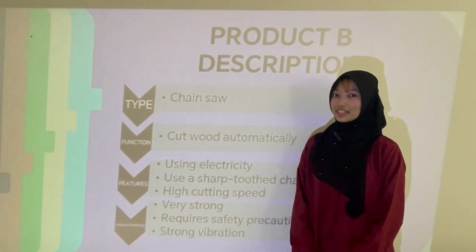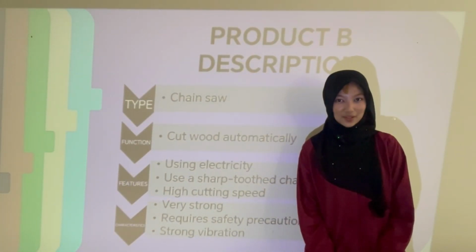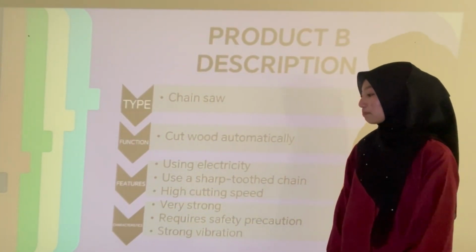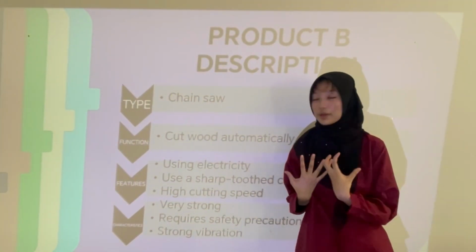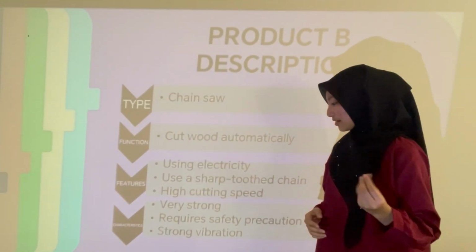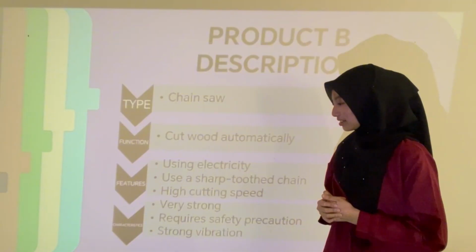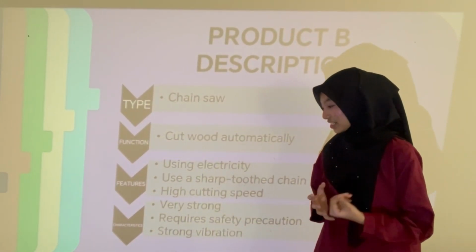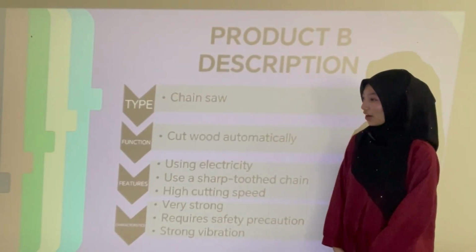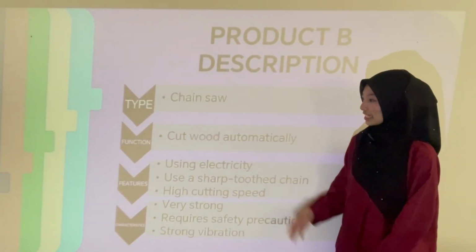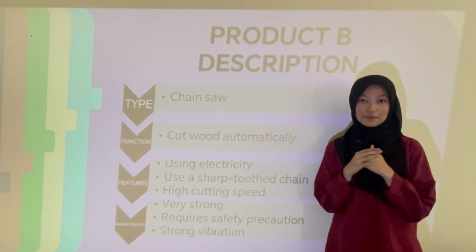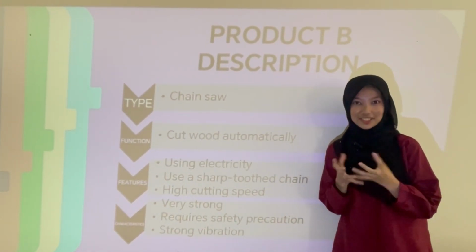Now, I will present product B, which is the machine saw. Machine saws are very strong and powerful. However, we must follow safety steps. The main function of the chainsaw is to cut wood automatically. This process can save time and save energy.